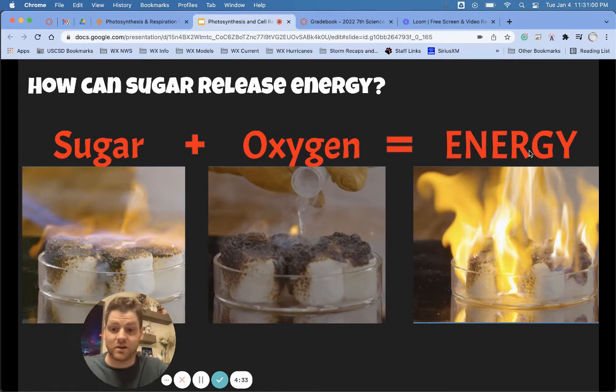So plants need energy, right? They need that energy to grow. What do they do? Well, they take the sugar that they just made, they combine it with some oxygen, and they get that big release of energy that we're seeking.